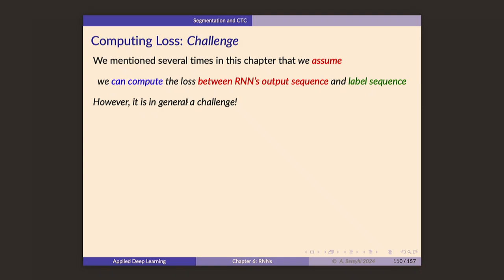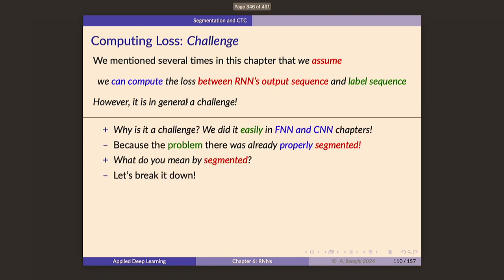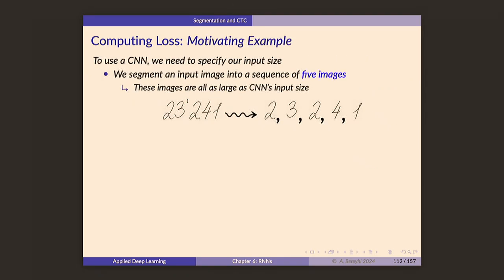So, we ended up talking about the challenge of computing loss when we don't know the segmentation. Do you remember what was the key problem? We talked about this particular example where we have, say, a bunch of numbers, and what we want to do is classify what's written in the text, right?